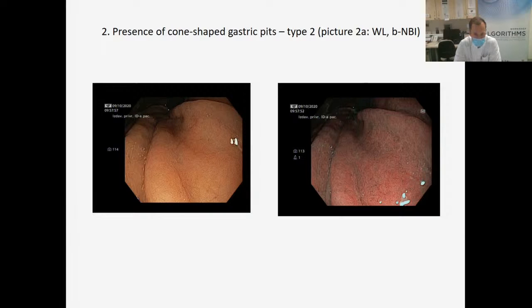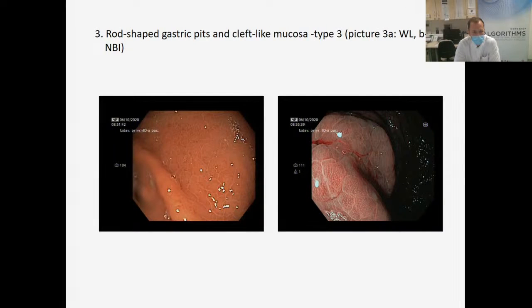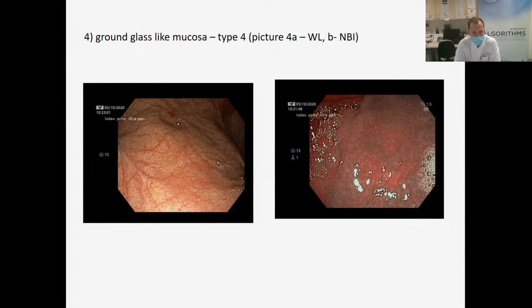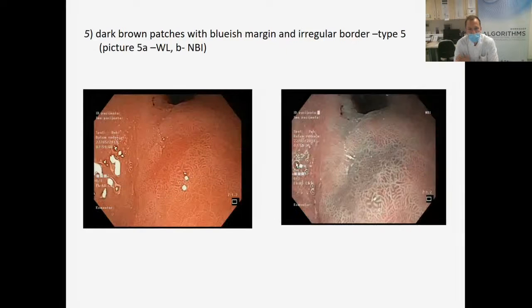Next slide, please. Here we can see a presence of cone-shaped gastric pits, which is usually highly suggestive of mild Helicobacter pylori gastritis positive patients. Next, please. Third type is mucosa with these rod-shaped gastric pits and a cleft-like mucosa, which is associated with moderate to severe gastritis. Next, please. Fourth type will be the presence of ground glass-like mucosa, which is highly suggestive for gastric atrophy. And the last one, type 5, will be finding of dark brown patches with bluish margin and irregular border, which is highly suggestive of intestinal metaplasia.